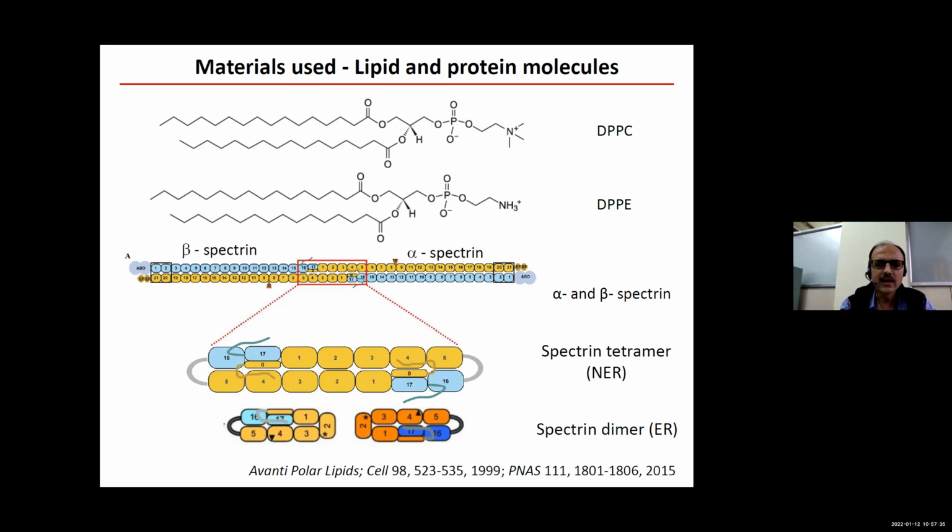And the other is the erythroid, which is extracted from red blood cells. So I have used two kinds of protein, one a tetramer and another a dimer, and two kinds of lipid molecule, DPPC and DPP. I can use DM or DP depending on my experimental requirements, and that is not going to change much. But our head group, PC and P, is what controls this whole thing.